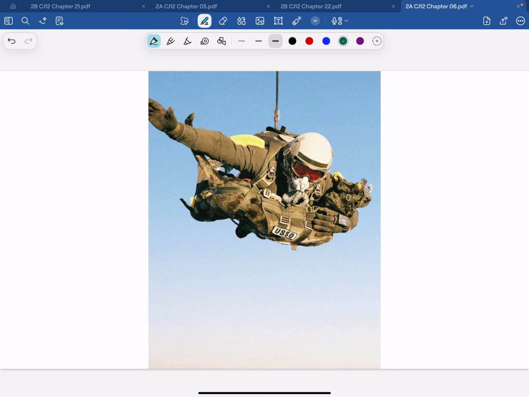So it's called high altitude, that's where you jump from, low opening, where they open the parachute. These parachutes are controlled by computer. No human being has a reaction time sufficient to open these parachutes at the right time.